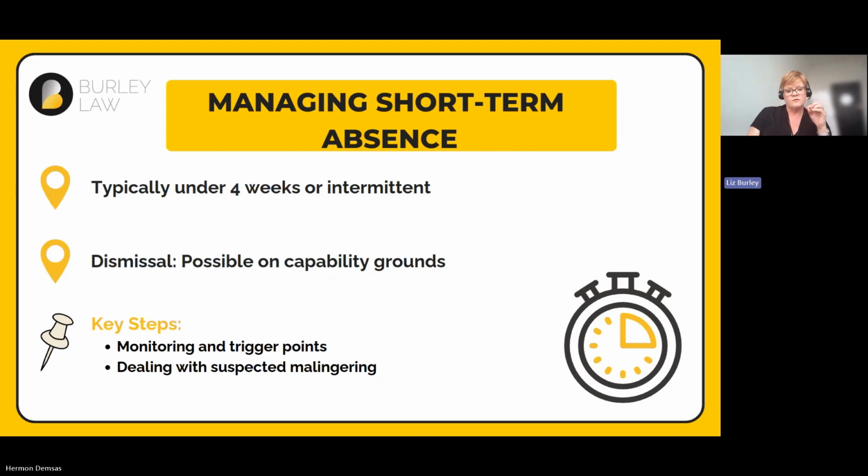Now, I'm going to just touch very quickly on dealing with malingering, because if you have a malingerer, and by that I mean people who are using sick days dishonestly, who are not actually sick, who say they're sick, it can be very difficult to get to the bottom of that and to get good evidence. But if you suspect malingering, the typical thing that you need to look for is evidence.